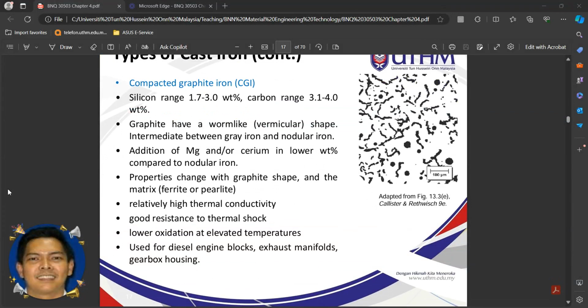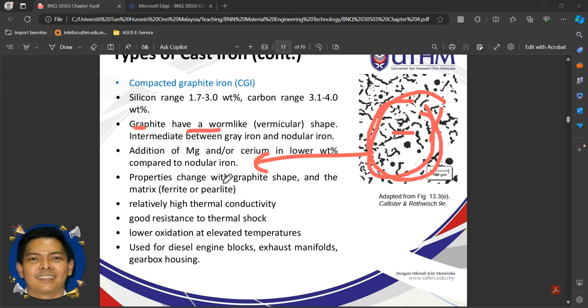Compacted graphite iron. It is also known by the acronym CGI. Silicon ranges between 1.7 to 3.0 percent by weight. The carbon ranges between 3.1 and 4.0 percent by weight. The graphite has a worm-like vermicular shape. This is intermediate between gray iron and nodular iron. It involves the addition of magnesium or cerium, in a lower amount compared to nodular iron.